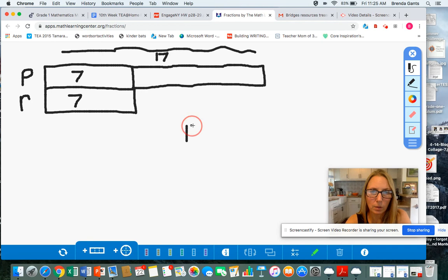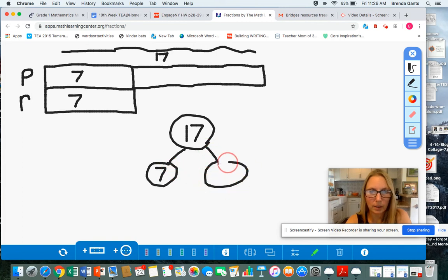So we're looking at it again like this. There were 17 playing. What are the two parts of 17 when one part is 7? Well, we know that a 10 and a 7 gives us a 17. So that's going to give us this.